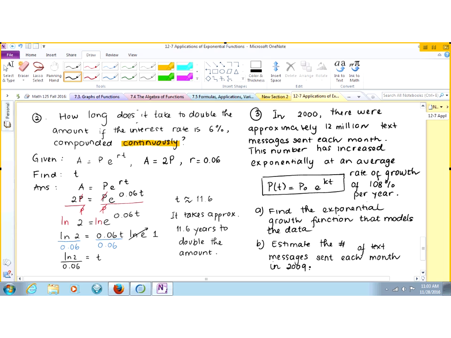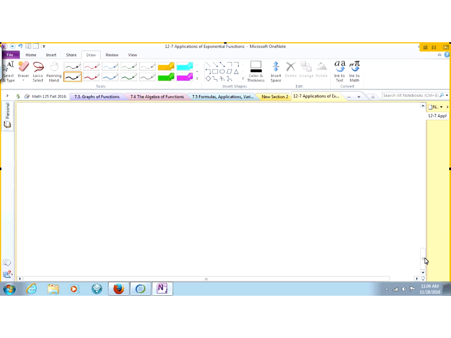So let me talk about the formula a little bit. Does the formula look familiar? It's almost the same as what? A is equal to P e to the rt. It's just using different alphabets, right? Okay. Are you guys ready? So this one is P of t is equal to P naught e to the kt.